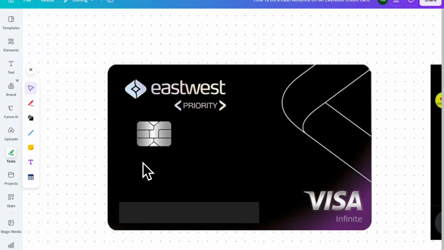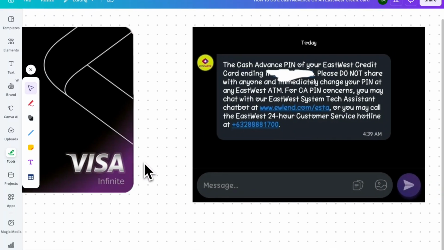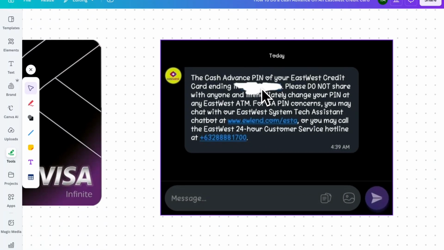This is exactly how to do a cash advance on an EastWest credit card. So what you need to do firstly is to make sure that you actually get your cash advance PIN, or the CA PIN. That is also called, just so you know.